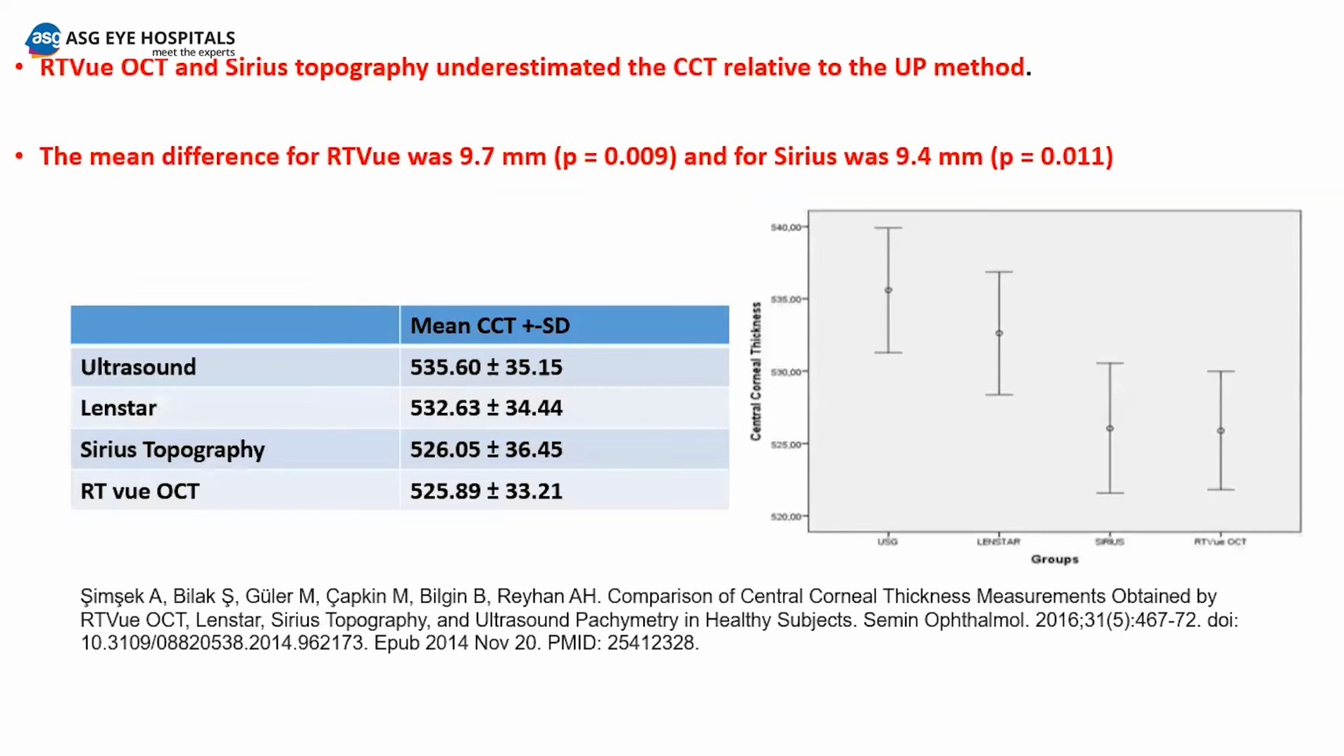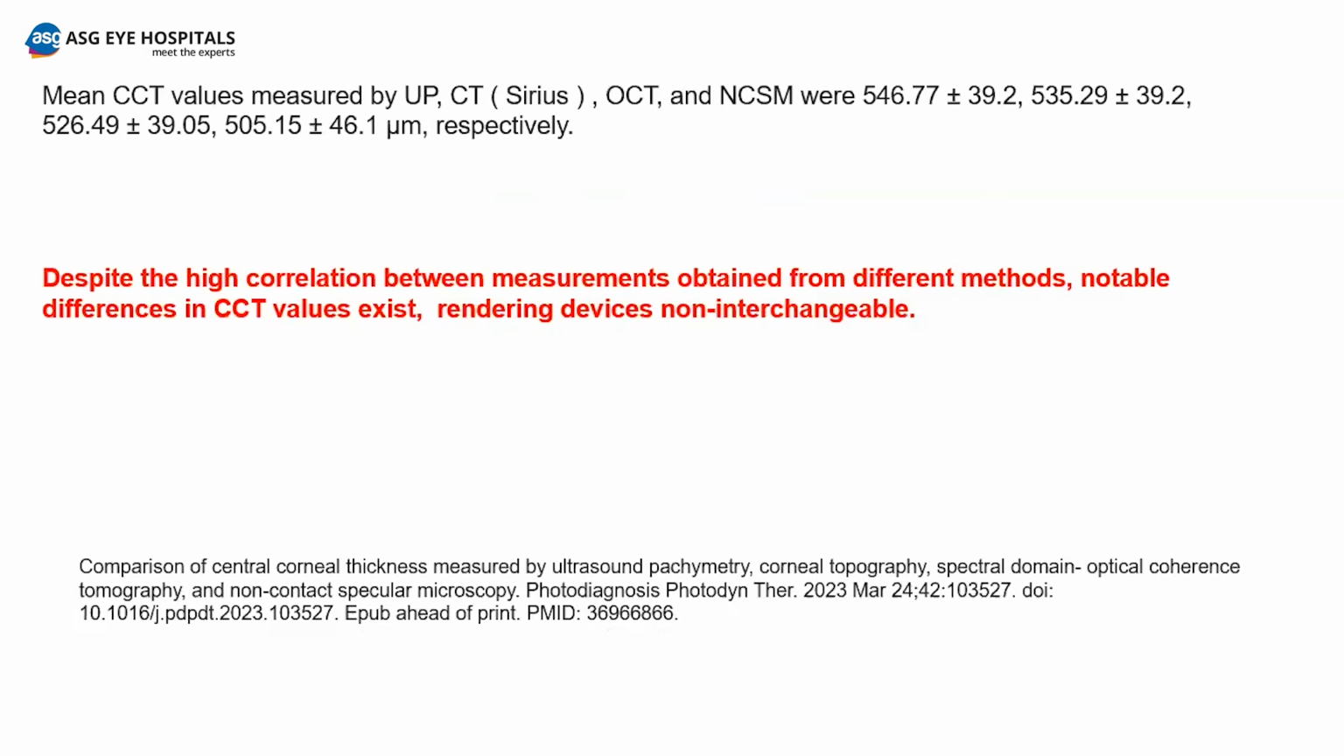Yeah, this is how. We can see in the study that the ultrasound pachymetry is 535, Lenstar is 532, Sirius is lesser, 526. RTVue OCT is actually around equal to Sirius, but different studies are showing, and with the limited experience that we have seen, it's almost 10 microns lesser. Keratoconus patients show varied pachymetry.